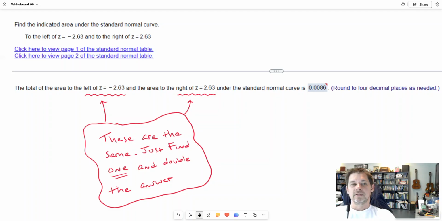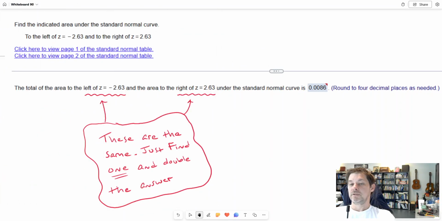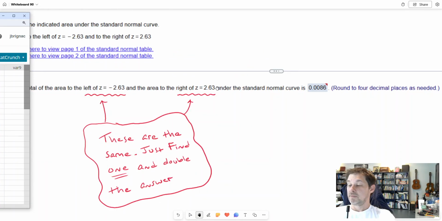So here's the way that works. The normal distribution is a mirror image of itself right down the middle. What I mean is, if you cut it right down the middle right there, what you see on one side looks identical to the other. They're mirror images of each other. So what you can do is this. The area to the left of negative 2.63 is the same as the area to the right of positive 2.63. So these are the same. You can just find one of them and double it, and that will be your answer. Find either one of these. Set this thing up, left or right, find either one of these, double it to get your answer.